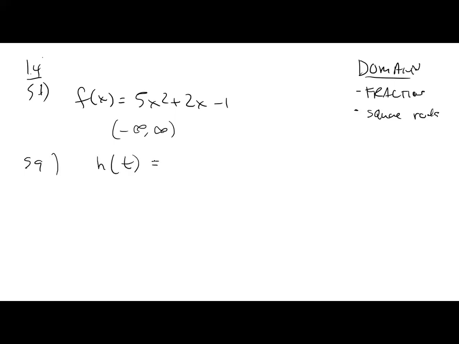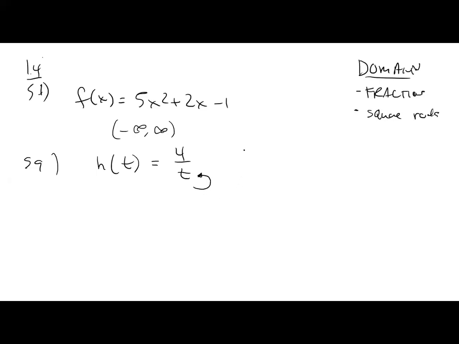h of t is 4 over t. Okay, so now the question is, does this guy have a problem? Yes, it's a fraction. So the only problem that we have is, since you can't divide by zero, this guy's gonna be all the numbers except for zero.